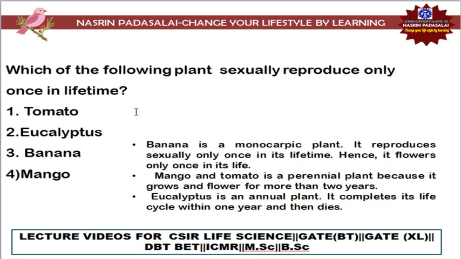Next, which of the following plants or organisms sexually reproduces only once in a lifetime? The correct answer is banana. Since banana is a monocarpic plant, it reproduces sexually only once in its lifetime, hence it flowers only once in a life. Okay, so these are general knowledge related questions. If you have bananas, or if you grow bananas in a village, then definitely you should know about this. And mango and tomato are perennial plants, because they grow and flower for more than 2 years. And eucalyptus, it is an annual plant which completes its life cycle within 1 year itself.